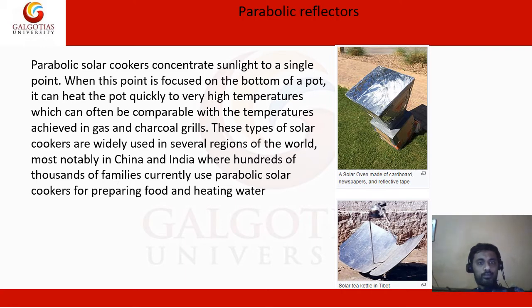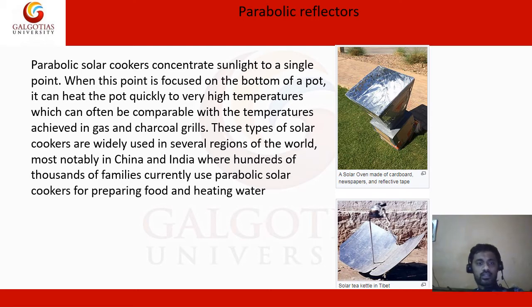So next is parabolic reflectors. So parabolic solar cookers concentrate sunlight to a single point, and when this point is focused on the bottom of a pot, it can heat the pot quickly to very high temperatures, which can often be comparable with the temperatures achieved in gas and charcoal grills.